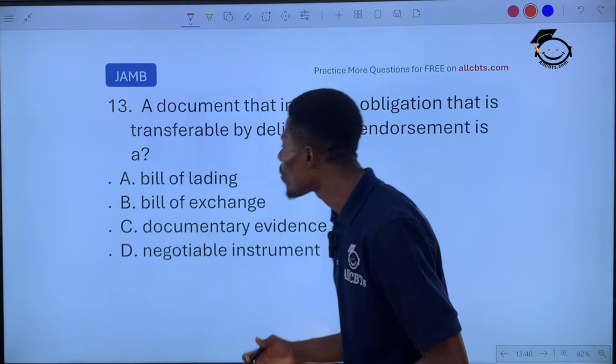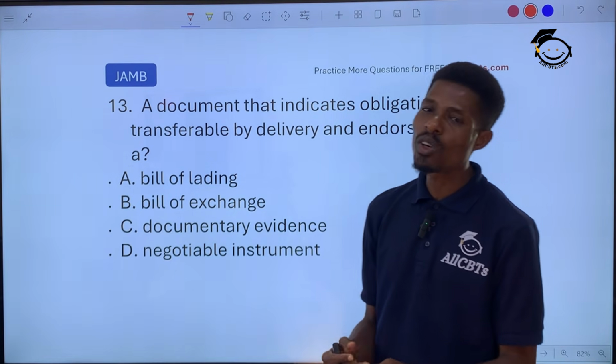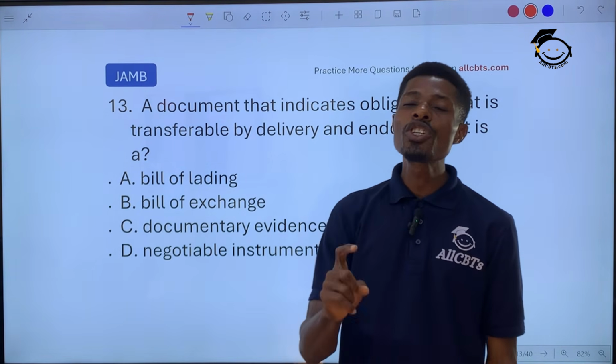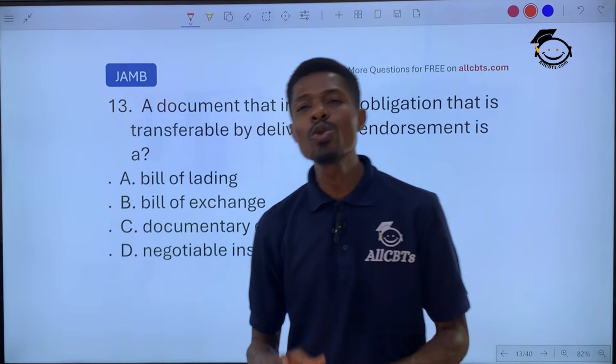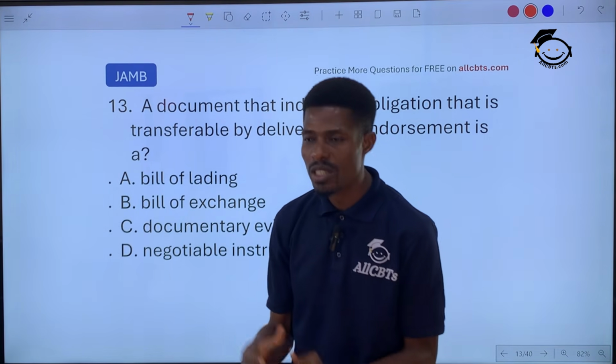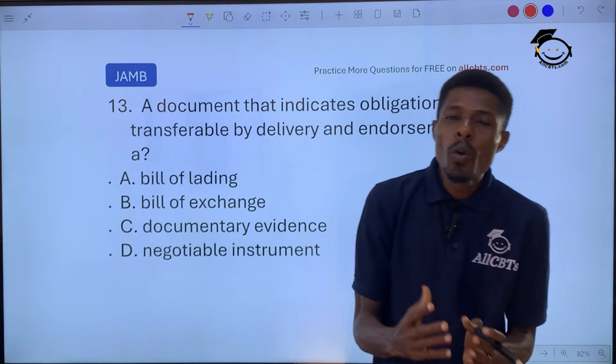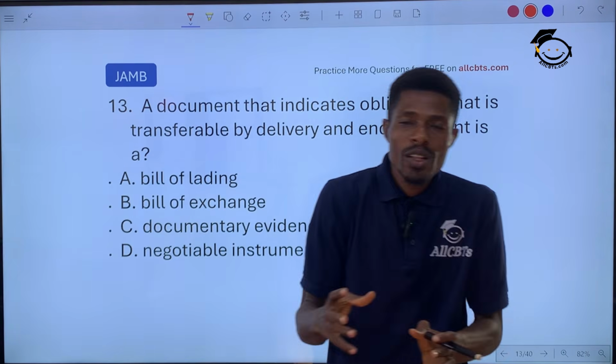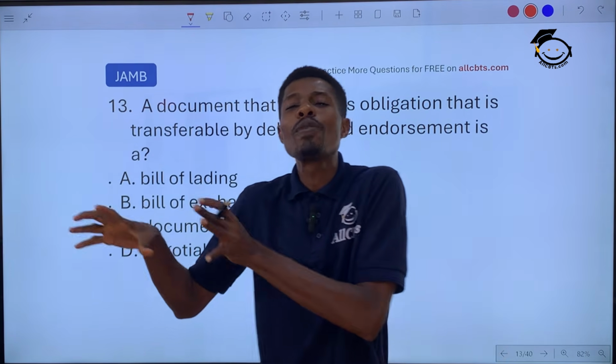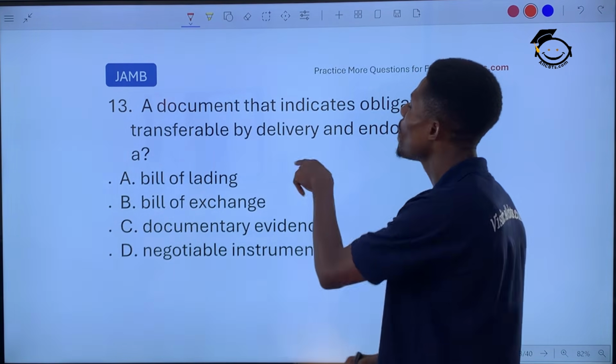Why? A bill of lading is a legal document issued by a shipping company to traders, to show that the goods received will be transported to the premises of the final buyer. So the answer will not be bill of lading.